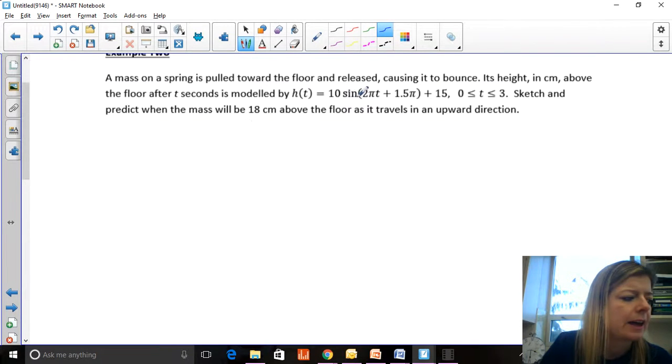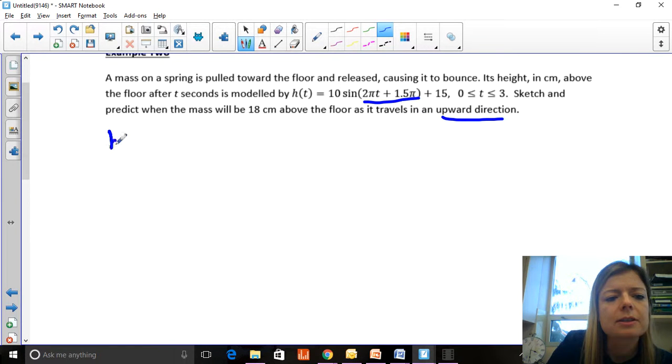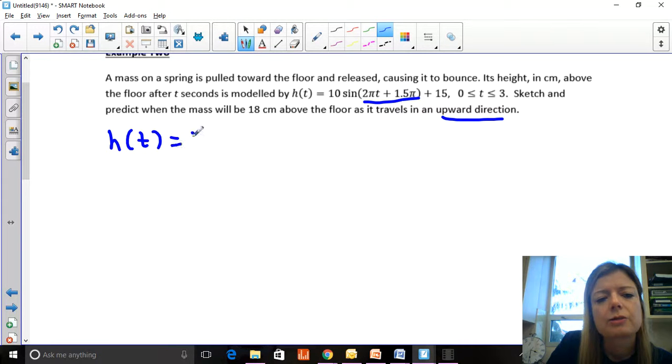So notice that k is not factored out, so we're going to have to factor out k. And it's only from 0 to 3 seconds. So it's saying that it has this perfect bounce for the first 3 seconds. Sketch and predict when the mass will be 18 centimeters above the floor as it travels in an upward direction. We have to start by analyzing our function before we sketch it. To do that, we need to factor out k.